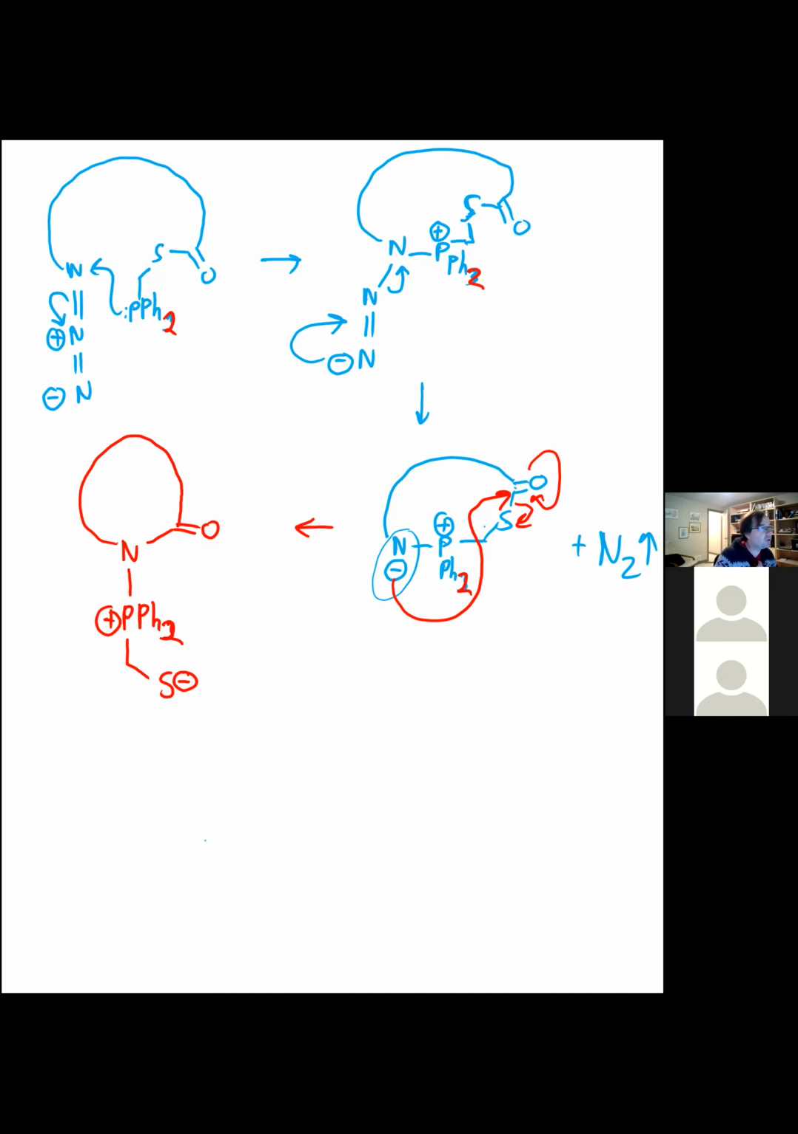And now we're starting to get closer to being done. So what is a little weird here is we're going to tautomerize. And again, this has got to do with where that negative charge is. It's not in a great spot. It's a little far away. So we're going to move that negative charge right next to the phosphorus to make the ylide.